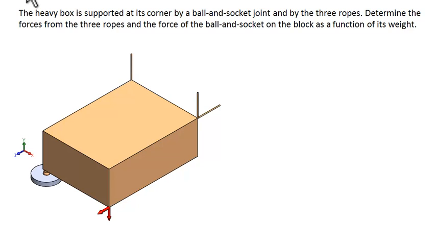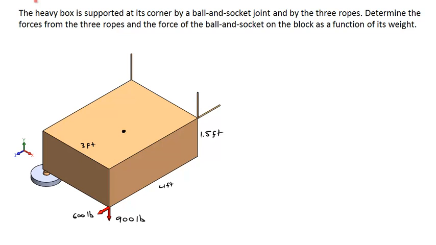In this problem we have a heavy box that's supported in its lower left corner by a ball and socket joint and also supported by 3 ropes. Additionally, we have 2 forces down here. There's a 600-pound force that acts in the z direction, and there's a 900-pound force that acts downward in the y direction. We also know the dimensions of the box. We know it's 3 feet by 4 feet by 1.5 feet tall.